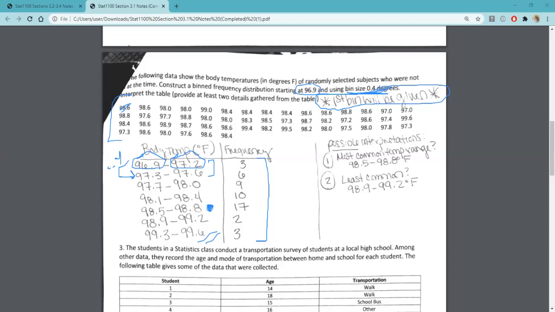It then goes on to say, provide at least 2 details gathered from the table. I went ahead and just added 2 possible interpretations off to the side. Just know that what you took from this table could be slightly different. So we could say that the most common temperature range is this range, and we can determine that from our highest frequency. We can also say that the least common temperature range is 98.9 to 99.2, and again, pulling that from our table. So as long as your interpretation here makes sense, you do have creative freedom on your interpretation.